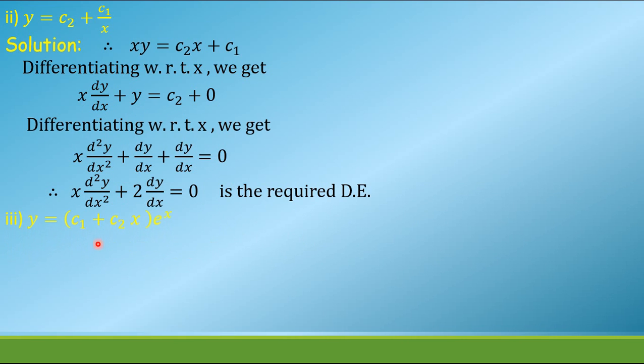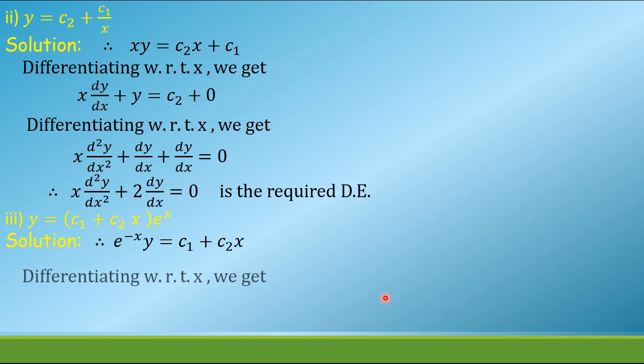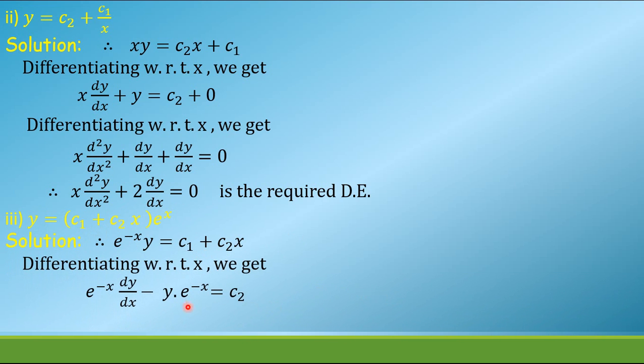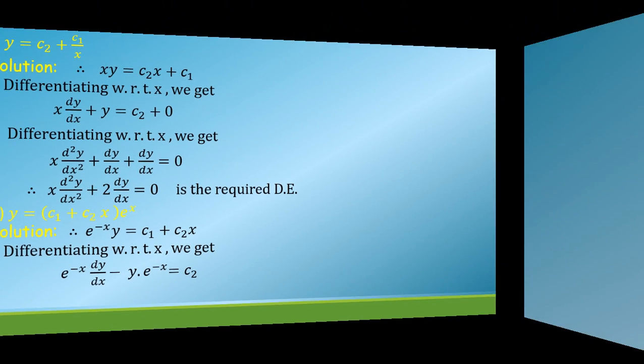The third one is for you, y equal to c1 plus c2x times e raised to x. Now here you have to make this equation free from e raised to x, so multiply by the opposite, that is e raised to minus x on both sides. Now two constants, so differentiating, again product rule, e raised to minus x dy by dx minus y dot e raised to minus x, e raised to minus x is derivative e raised to minus x, and minus sign is also there. c1 derivative is 0, c2x derivative will be c2.